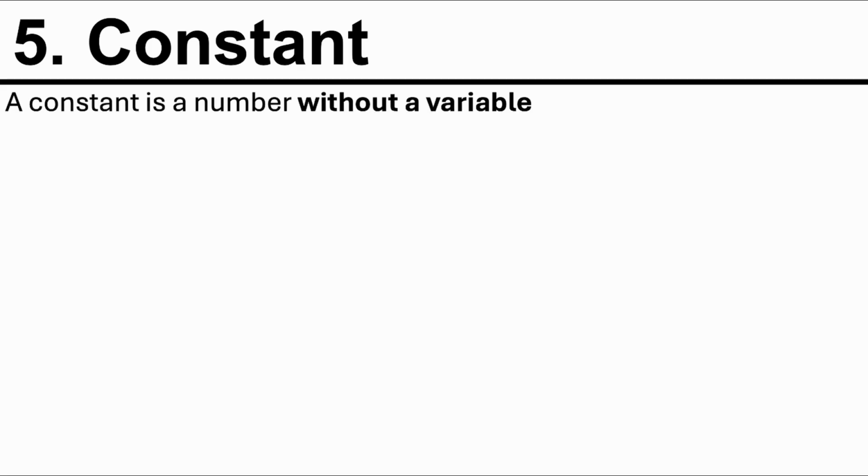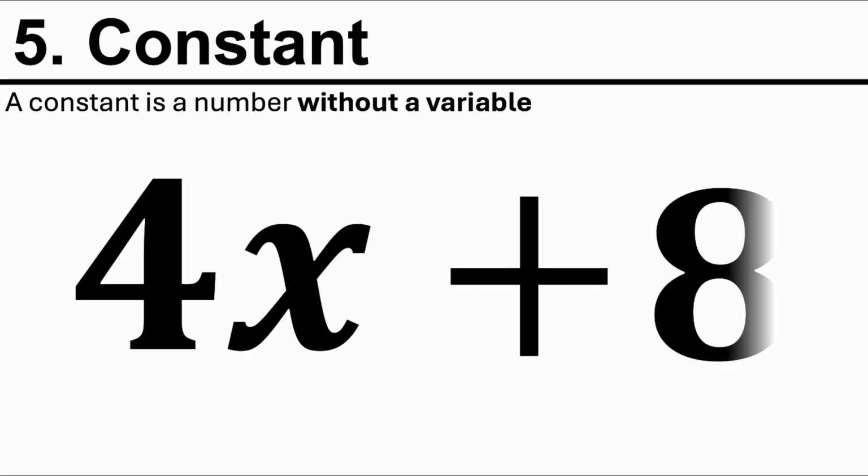Next we have constant. A constant is a number without a variable, so consider the expression 4x plus 8. Well, 8 doesn't have a variable attached, so in this case, it's constant. And this means that as x changes, this value won't change. Feel like you got a good grasp on it so far?